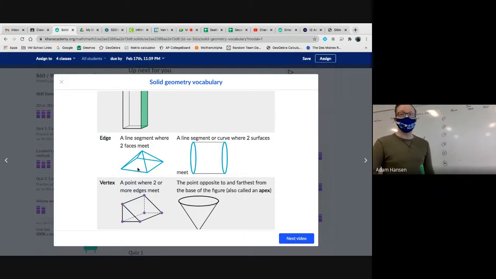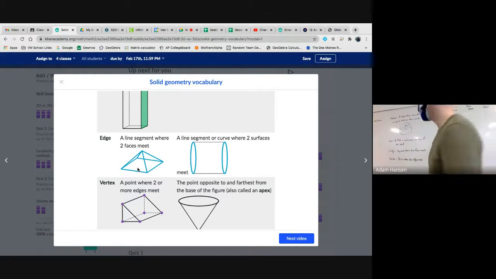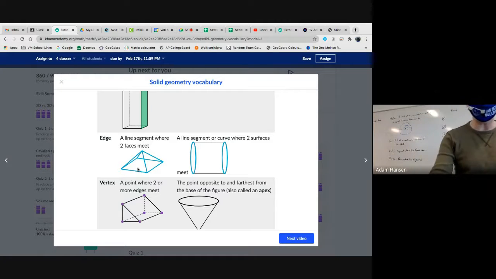When 2 faces meet, it creates what's called an edge, a segment where 2 faces intersect. That is called an edge. A segment where 2 faces meet each other. Here's an edge of the prism, where the top face and the right face intersect. This bottom front edge is where the front face and bottom face intersect. An edge is where 2 different faces meet.